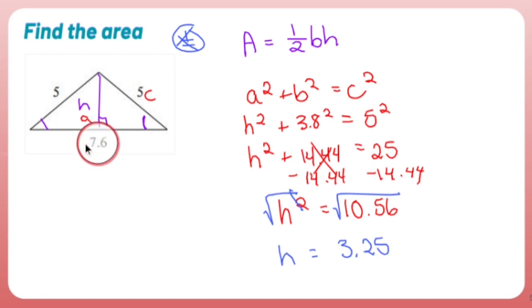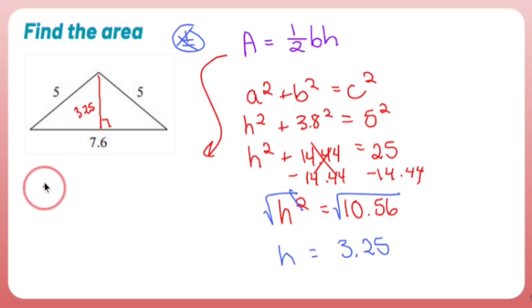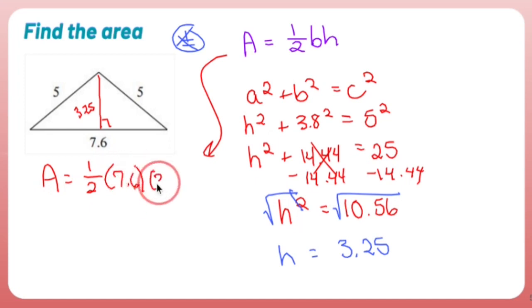So let's get rid of all this stuff. Okay. What do I know? Well, I now know my height is 3.25-ish. I have my height. I have my base. Let's plug it all into the formula. A equals 1/2 of my base, which is 7.6, times my height, which is 3.25. I have zero clue what this is off the top of my head, so I'm going to go off to the side and ask my phone again.